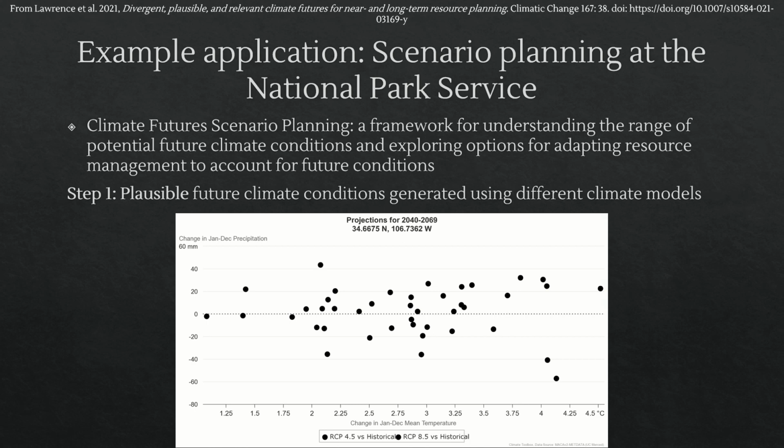And I'll clarify. So this was a concept that was developed at the National Park Service. It's climate futures scenario planning. So it's scenario planning with climate futures. And it's a framework for understanding the range of plausible future climates. So we're not talking about some crazy future climate that's completely outside the realm of plausibility. We're talking about plausible climate futures only. And then exploring options for how you can adapt within the range of those plausible climate futures for a given problem. So typically you don't just try to talk about how you would adapt everything.